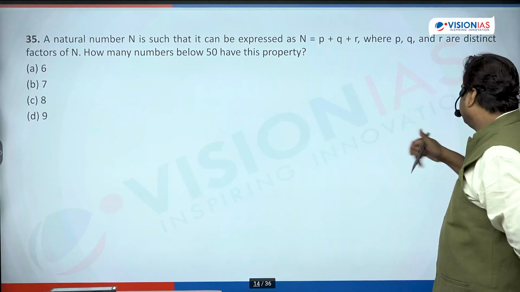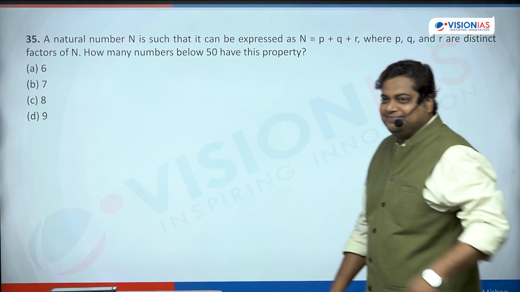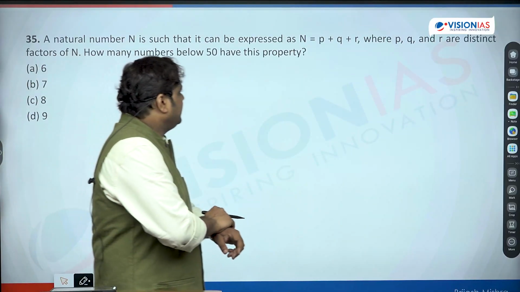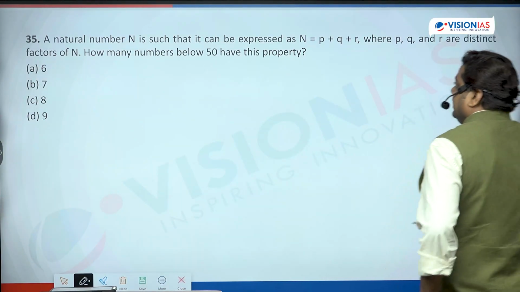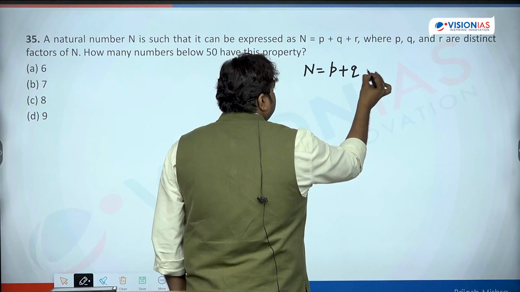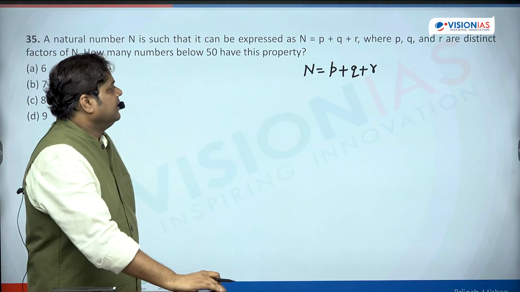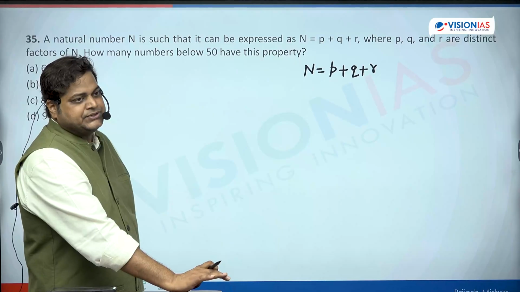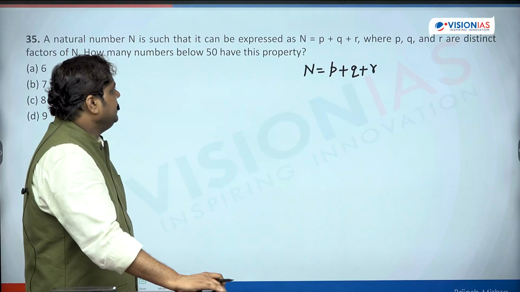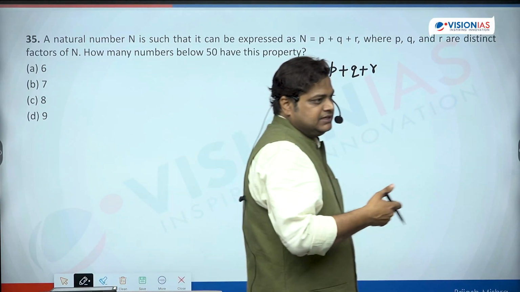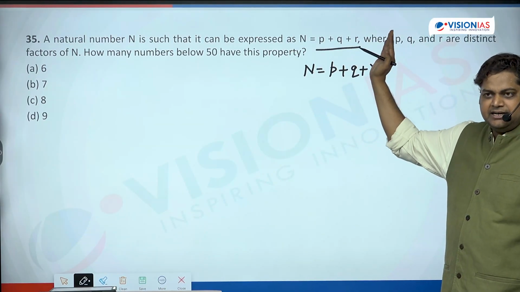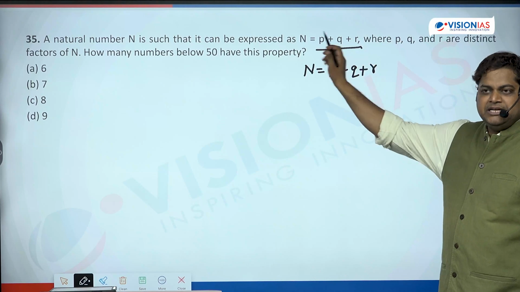See this? Again, how many? If they're asking how many, it is slightly difficult. A natural number n such that it can be expressed as n is equal to p plus q plus r, where p, q, r, they are distinct factors of n. Distinct factors of n. How many numbers below 50 have this property? First thing, we need to have 3 factors, and the sum of these factors can be more than 3 also in that number, but sum of 3 factors must be equal to the number.